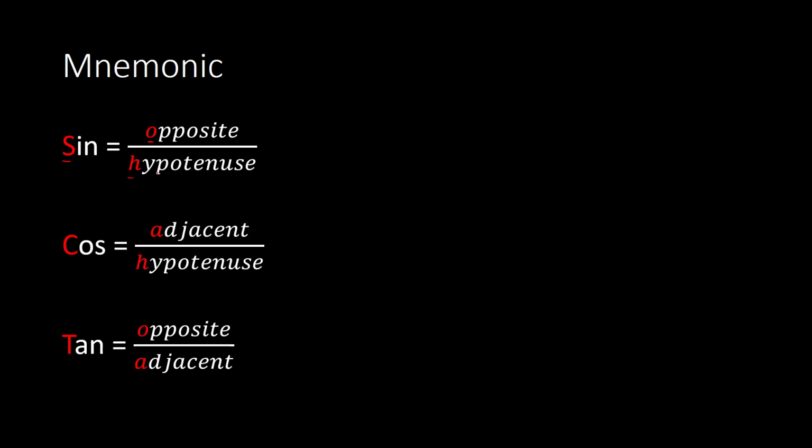So for sine, we have SOH. For cosine, we have CAH. And for tangent, we have TOA. If you put this together, we have the mnemonic of SOHCAHTOA. It may be kind of a weird way to remember that sine is opposite over hypotenuse, and then cosine and tangent are the other ones, but it might be helpful for you to remember.